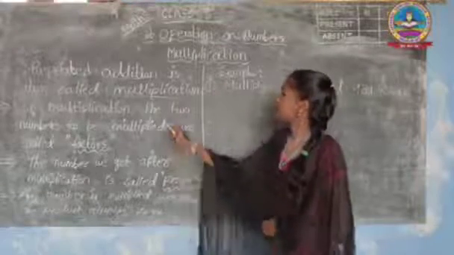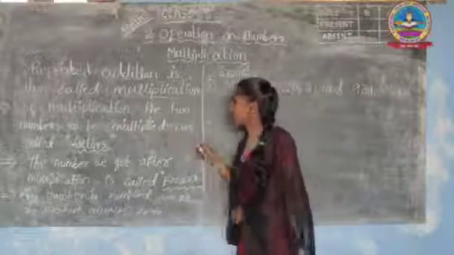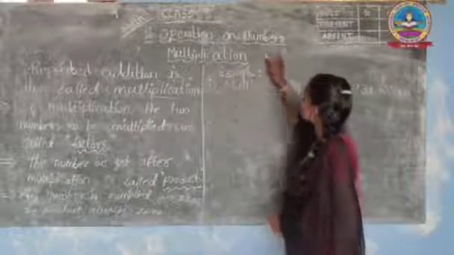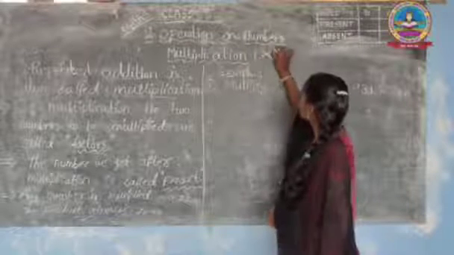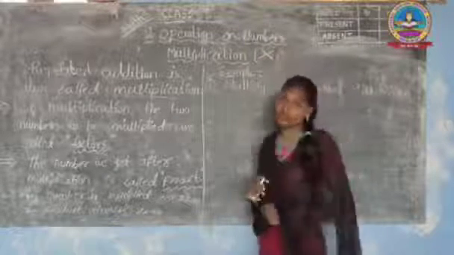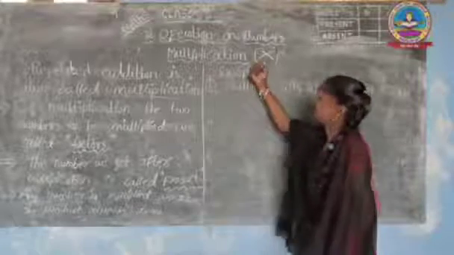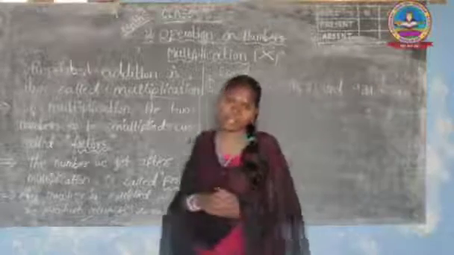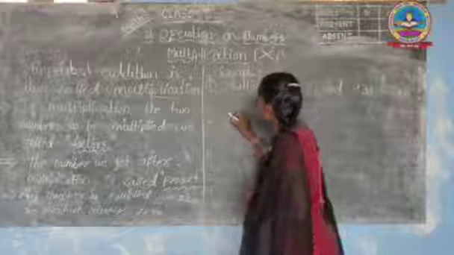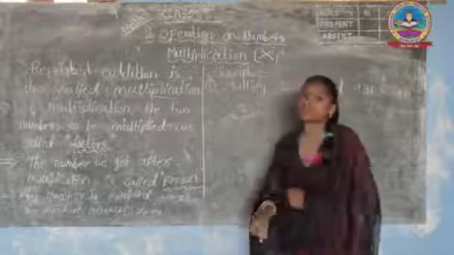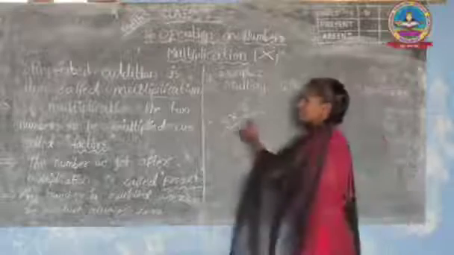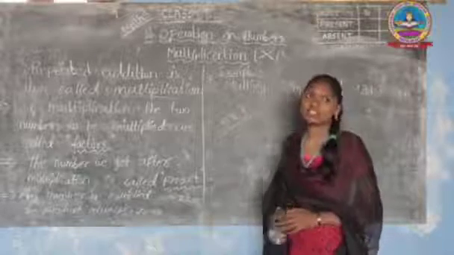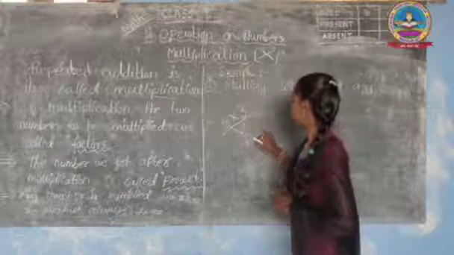The second point is, in multiplication, the two numbers to be multiplied are called factors. We know the multiplication sign is 'into'. It can be read as 'into'. So this is the multiplication sign. In this multiplication, 5 into 3 is the multiplication statement. These two numbers are called factors.